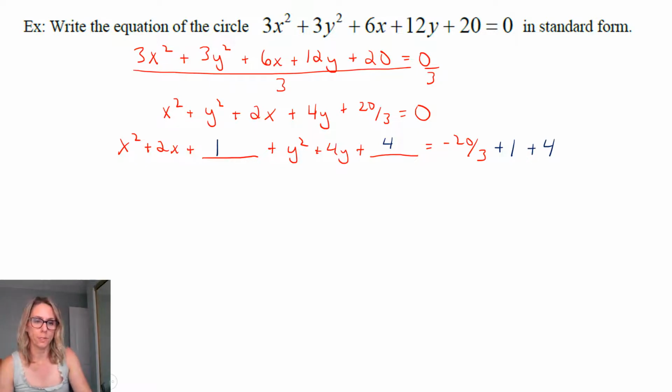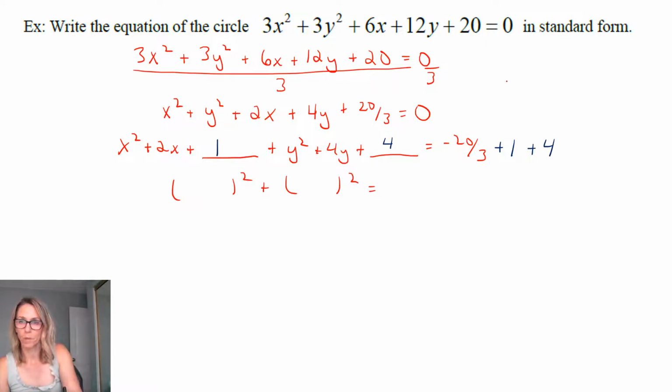So now my sides are still balanced. Now I'm going to factor, and I'm going to factor. And then on this side, I'm going to add. So let's factor first. Half of 2 is 1. So that's the value I want here. Half of 4 is 2. So that's the value I want here. Okay. Now I need to take negative 20 over 3 and add 5. 5 is 15 over 3. So that's going to give me a negative 5 over 3.